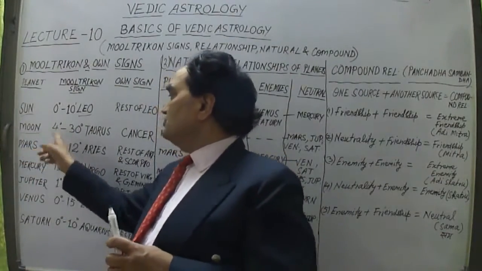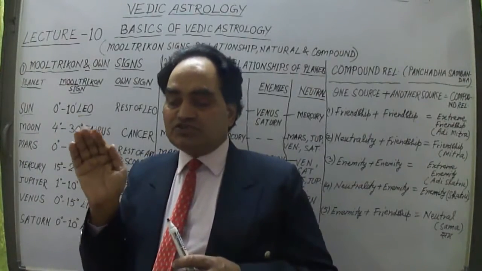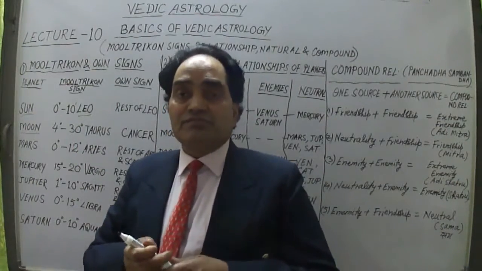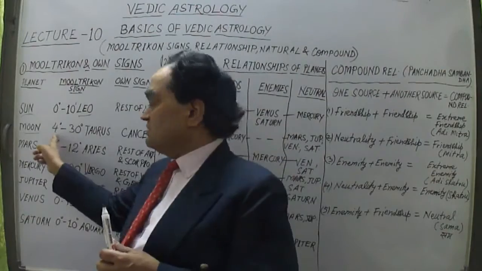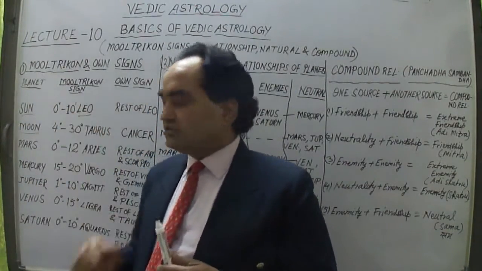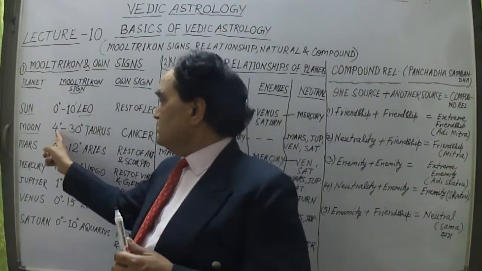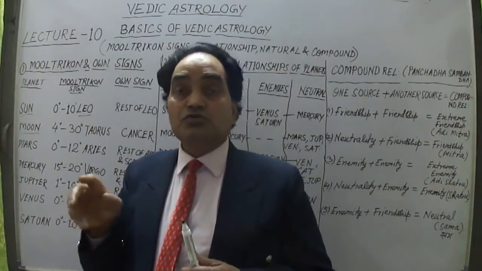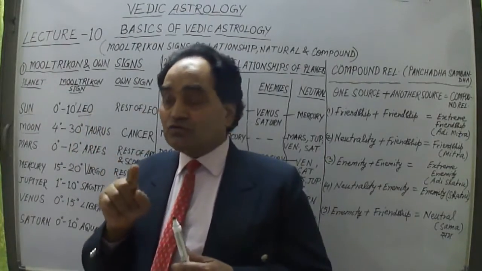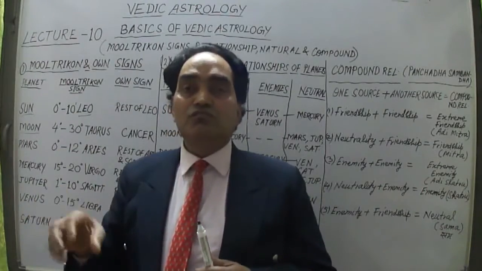In the Taurus sign, the Moon is exalted at 3 degree. As I have told you, the deepest degree or deep exaltation degree of the Moon is in Taurus sign at 3 degree, as I told you in the previous lecture series, so please see the 9th lecture. At 3 degree the Moon is exalted. But from 4 degree to 30 degree in the same Taurus sign, the lord of Taurus sign is Venus. Try to understand. Here the Moon has a different Mooltrikon sign.